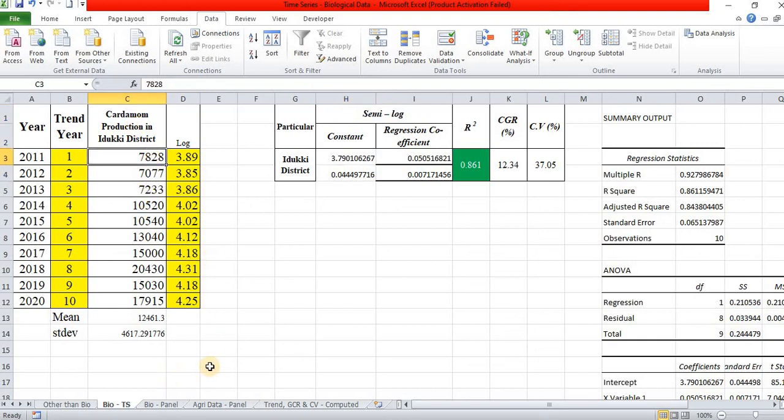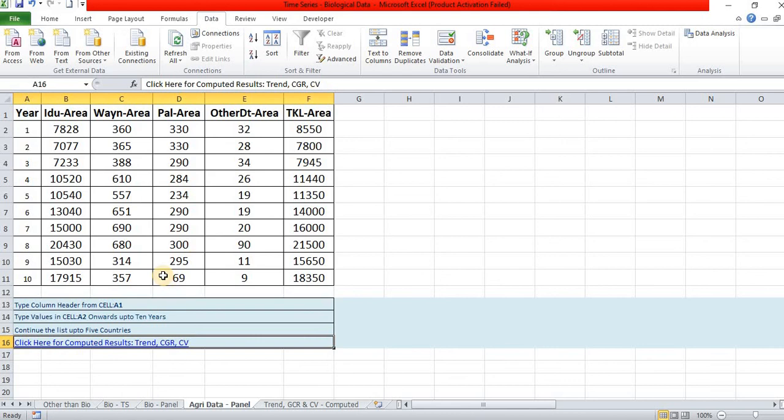But actually we need to have a larger number of data. I have analyzed the Idukki district only. But sometimes we have to analyze for more than 5 or 10 areas. At that time, we have to apply the regression every time, repeatedly. To avoid that, I have created a template. See, now I have taken 10 years data for Idukki district area, Wayanad district area, Palakkad district area, and other district areas, and total Kerala.